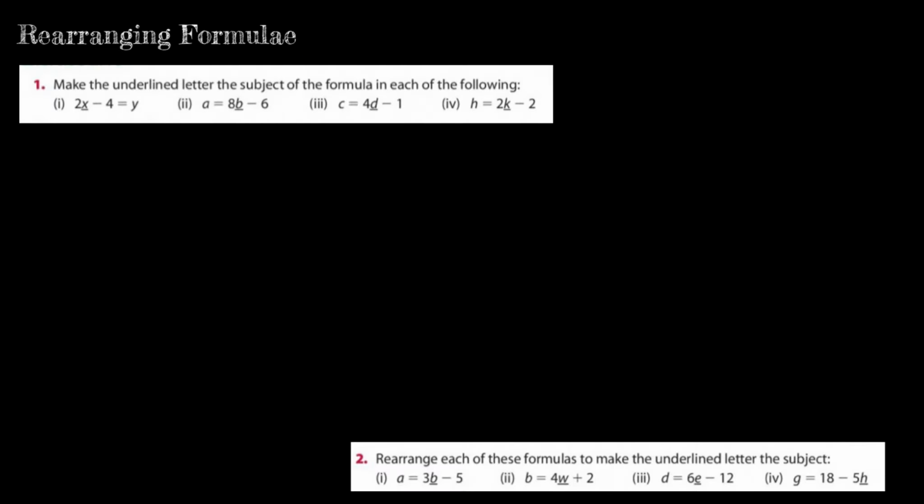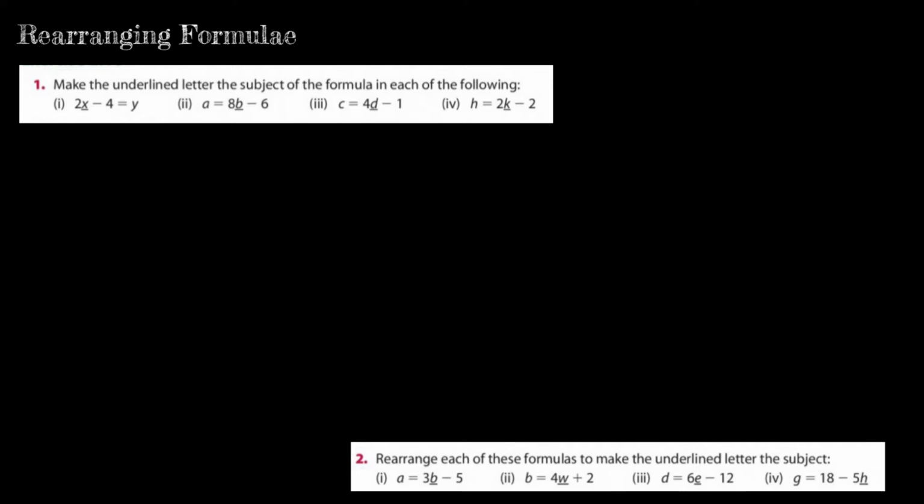So in this question, what they want us to do is isolate the x term. So we'll read through the question first. Make the underlined letter the subject of the formula. All that means is that they want you to change this around so that your final answer will be x is equal to whatever. They just want you to get the x by itself and leave it equal to whatever's on the right hand side. It doesn't matter what's on the right hand side.